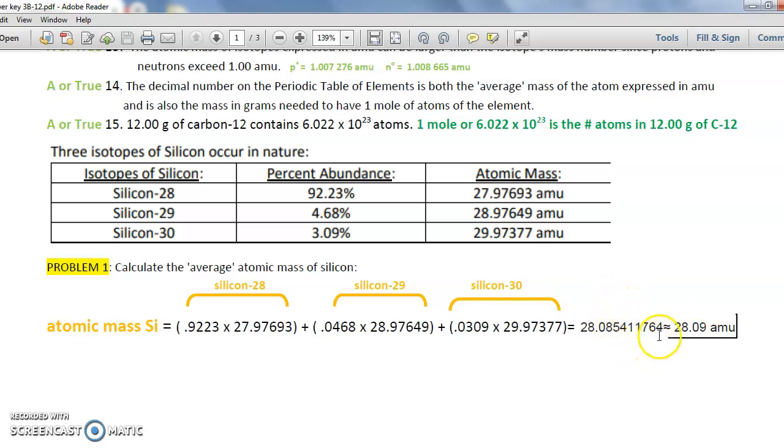That's really why I did it, so that if you were matching against your periodic table, you could see the same answer. But remember, when we round, you always pick the number that has the fewest numbers in it, and that's how many numbers you keep in your answer. So I could see where you would round that to 28.1.